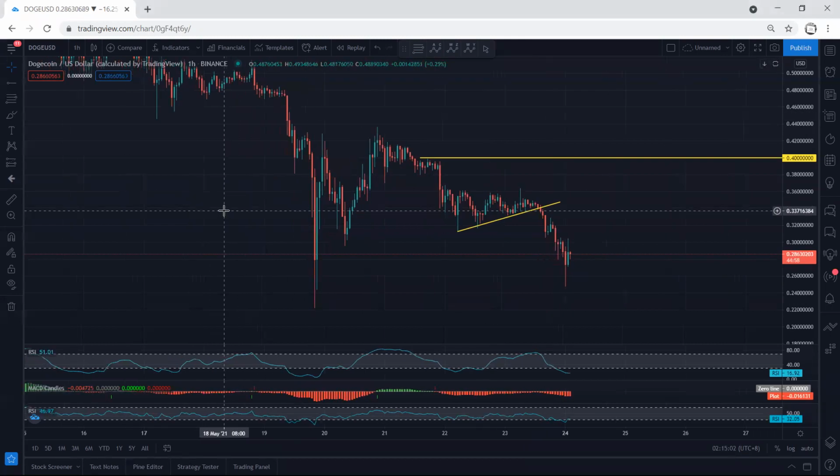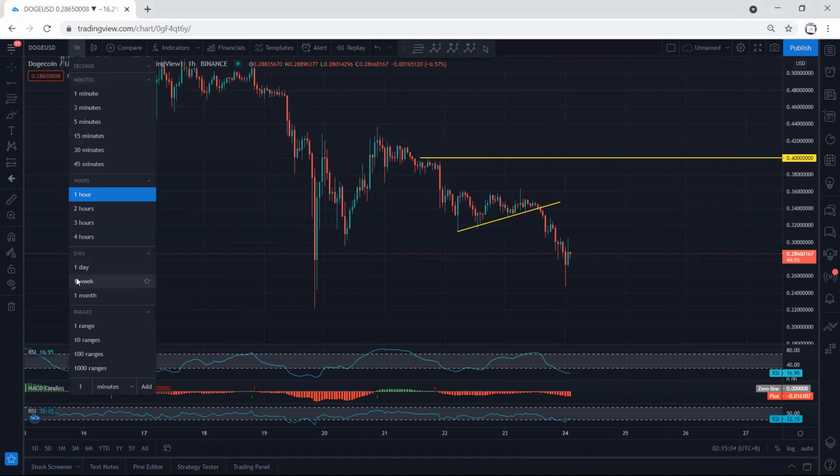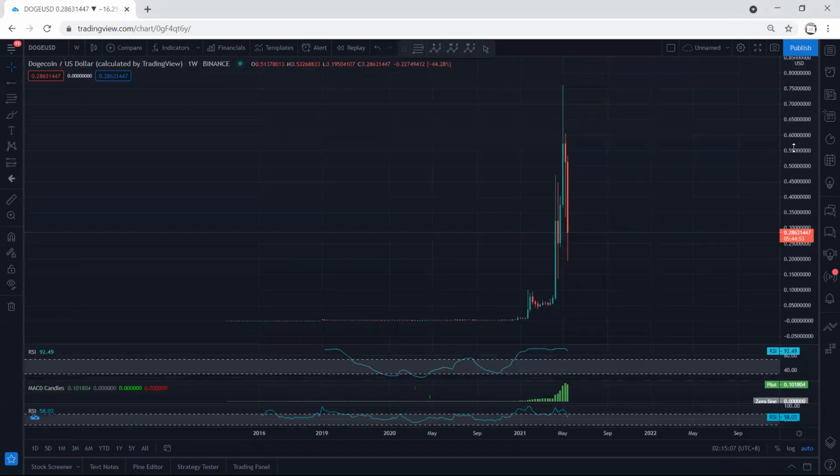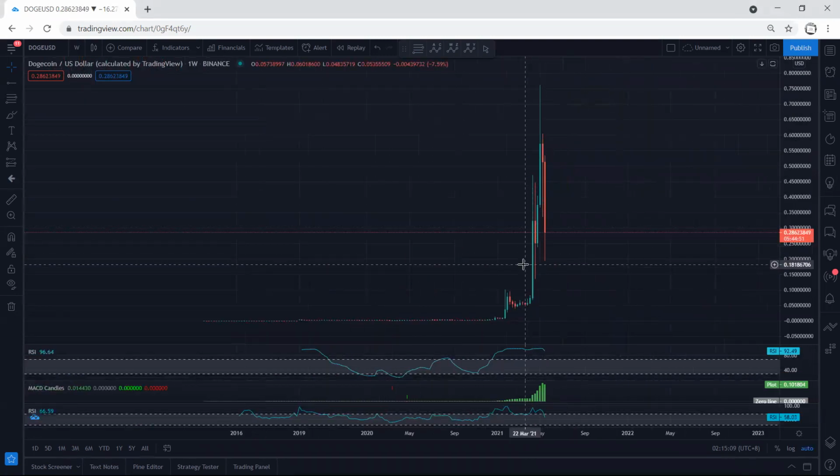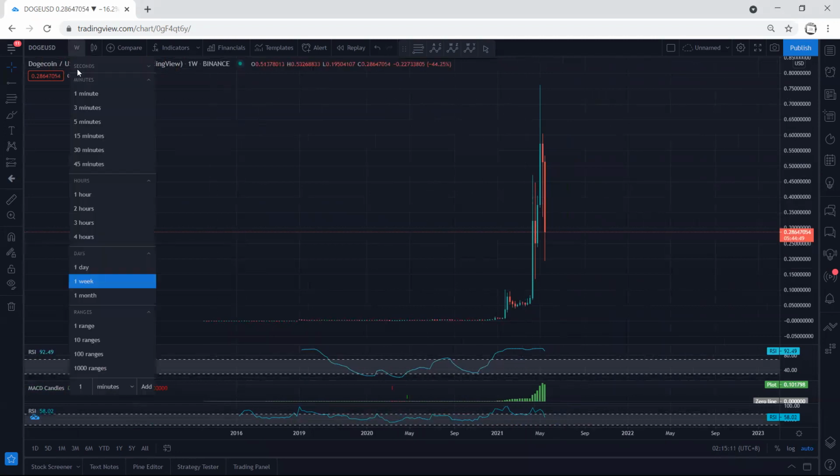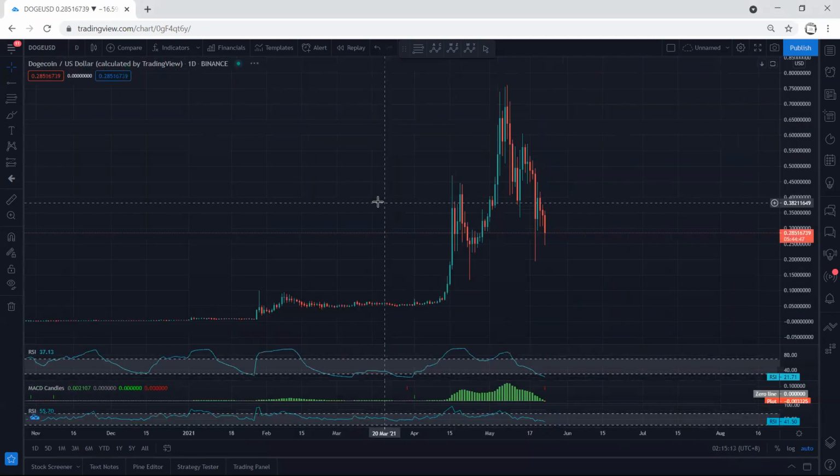Anyway, we refer to the higher time frame. We want to see what we have. Maybe we start with the weekly chart. As we can see, based on the weekly chart, we don't have anything to refer to. Then we move to the daily chart.